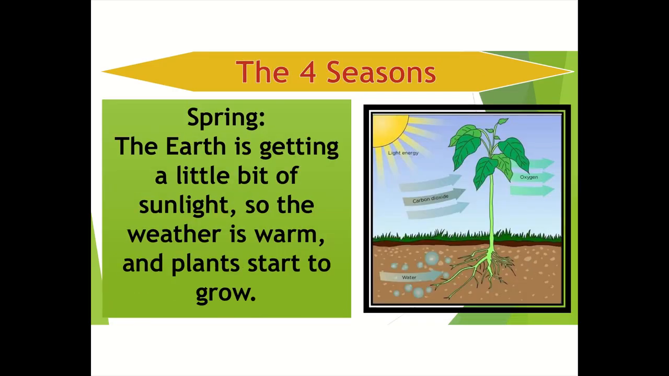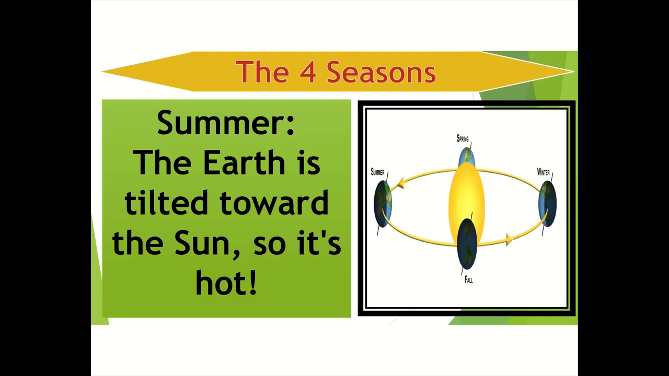The four seasons. Spring. The Earth is getting a little bit of sunlight, so the weather is warm, and plants start to grow. Summer. The Earth is tilted toward the Sun, so it's hot.